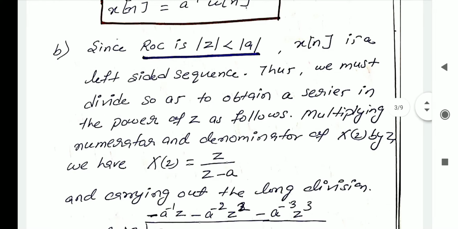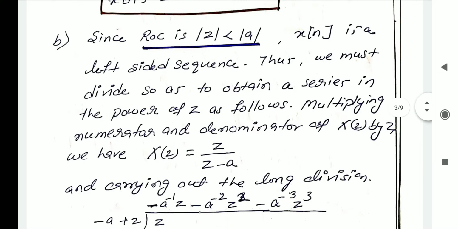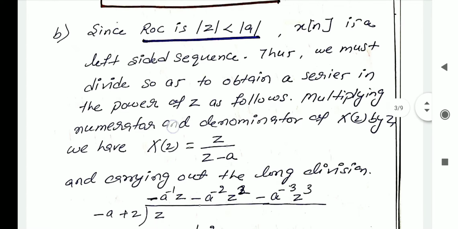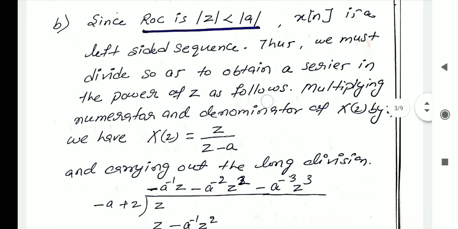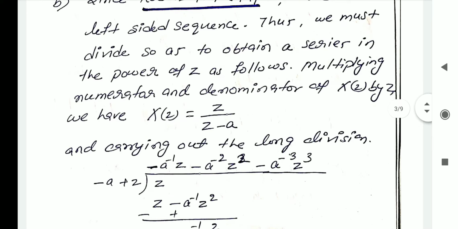Now x of n is a left-sided sequence. From the ROC we can easily conclude that x of n is a left-sided sequence. So we must divide the x of z in such a way that we get the terms having the positive powers of z. So we need to have the positive powers of z. Now multiplying the numerator and denominator by z, here I am multiplying the numerator and denominator by z.